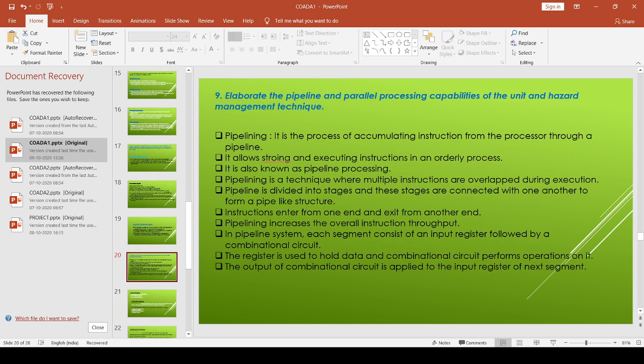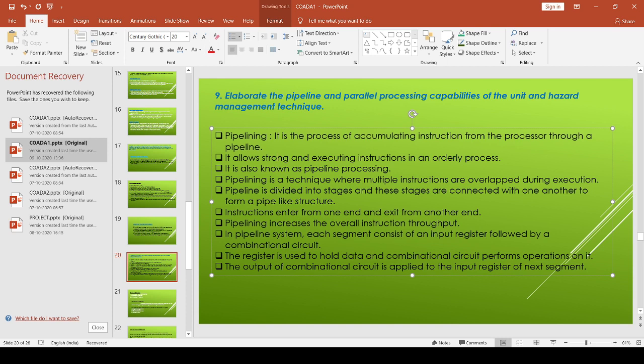Pipeline. Pipelining is a process of accumulating instructions from the processor through a pipeline. It allows storing and executing instructions in an orderly process. It is also known as pipeline processing. Pipelining is a technique where multiple instructions are overlapped during execution. Instructions enter from one end and exit from another end. Pipelining increases the overall instruction throughput.